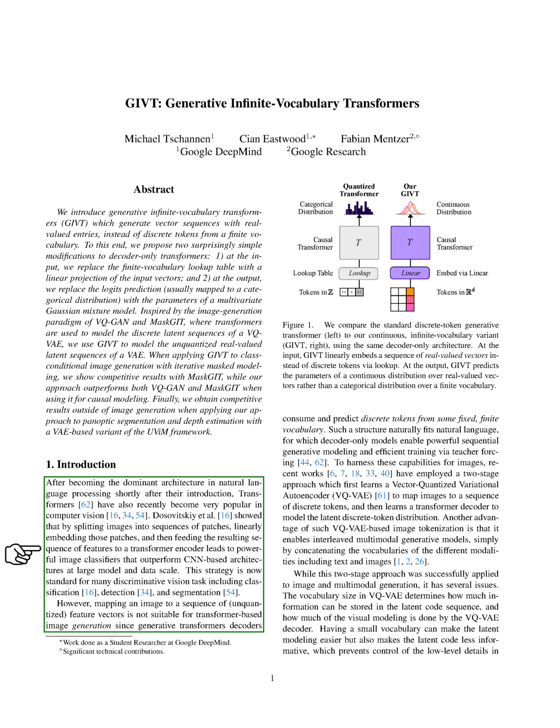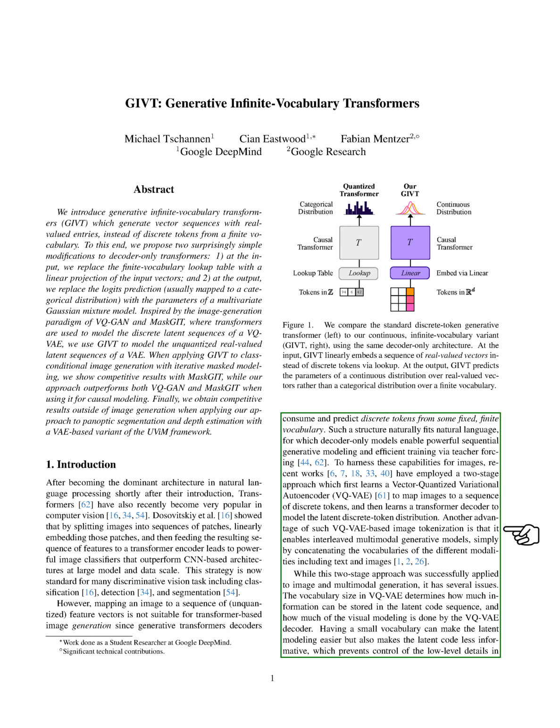However, this approach has its limitations when it comes to image generation. The reason is that generative transformers require discrete tokens from a fixed vocabulary, which is not suitable for mapping an image to a sequence of feature vectors. To overcome this, recent works have used a two-stage approach. First, they use a vector-quantized variational autoencoder, VQVAE, to map images to a sequence of discrete tokens. Then, they use a transformer decoder to model the distribution of these discrete tokens.